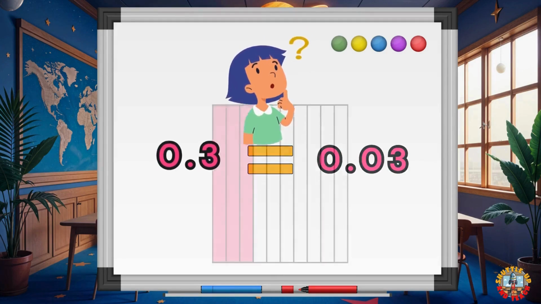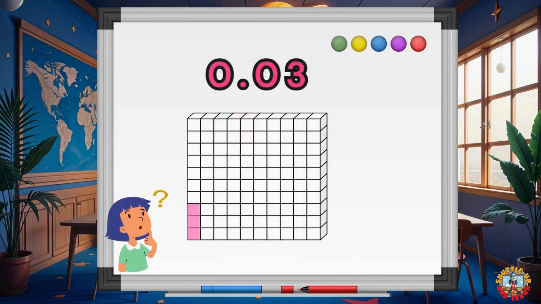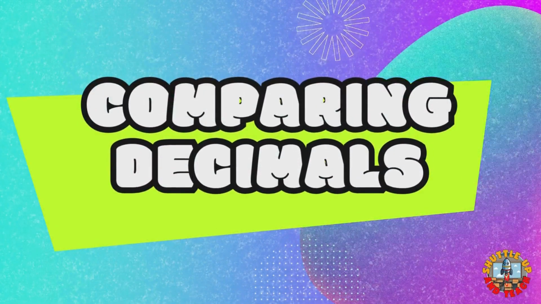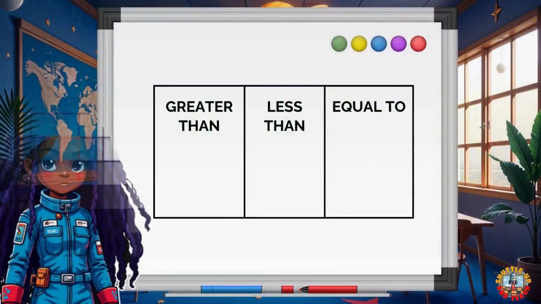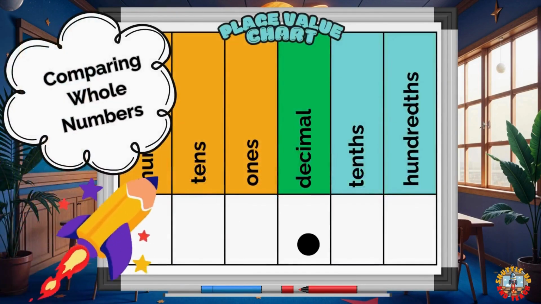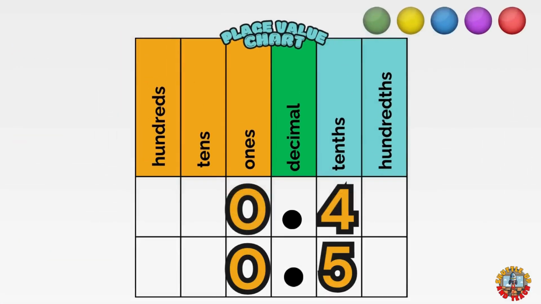Let's think about it. 0 and 3/10 is 3/10, while 0 and 3 hundredths is 3 hundredths. They are not the same. Now that we know how to represent decimals and understand equivalent decimals, let's learn how to compare and order them. Comparing decimals is like comparing whole numbers, but we focus on the value of each digit after the decimal point.